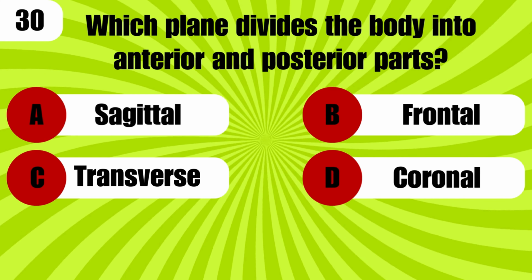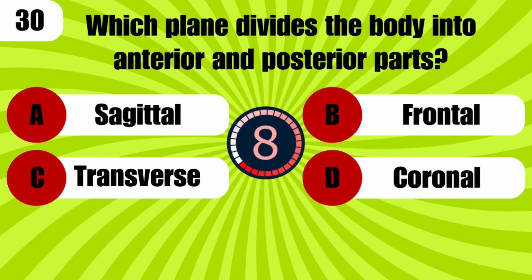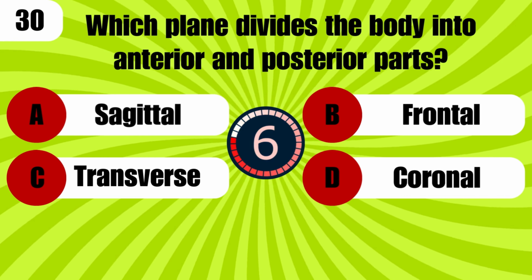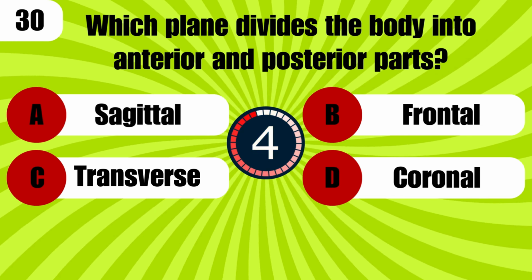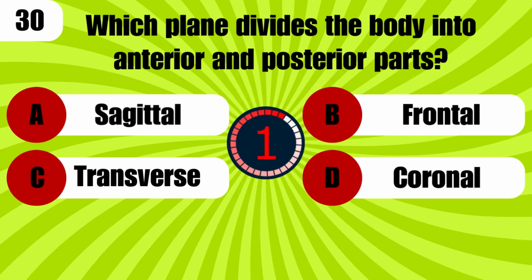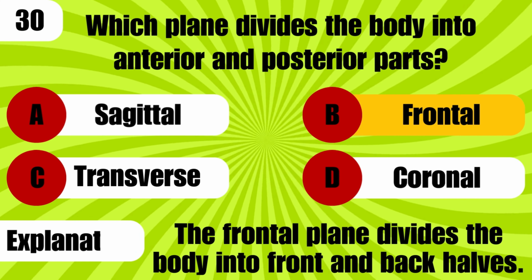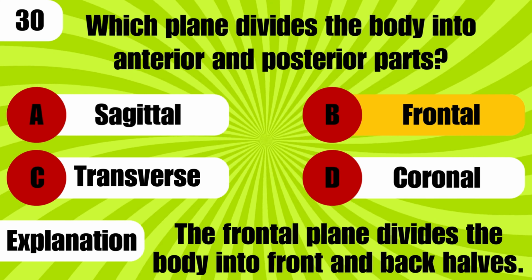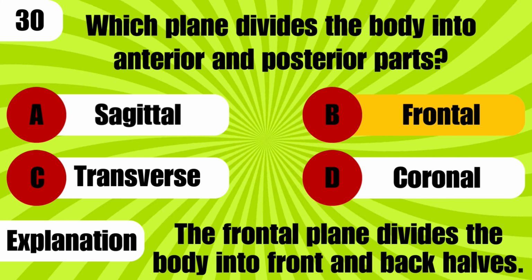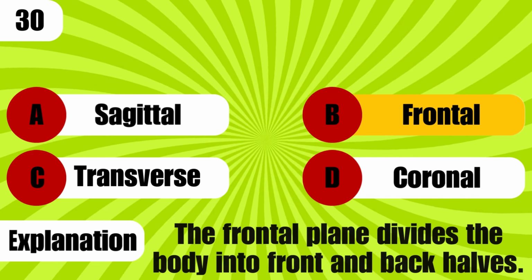Which plane divides the body into anterior and posterior parts? Option A sagittal, frontal, transverse, coronal. The right answer is frontal. The frontal plane divides the body into front and back halves.